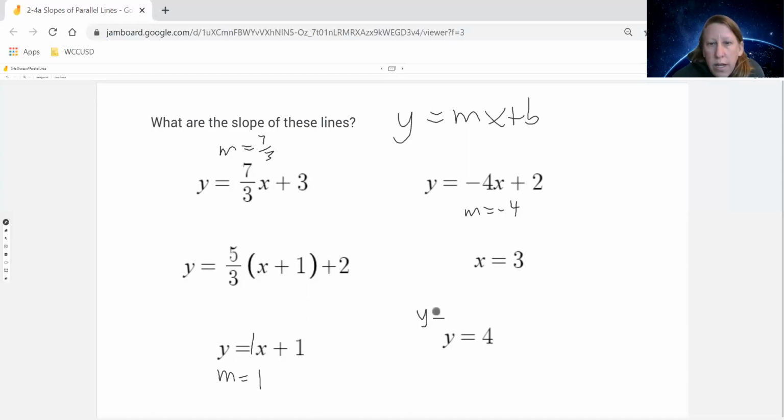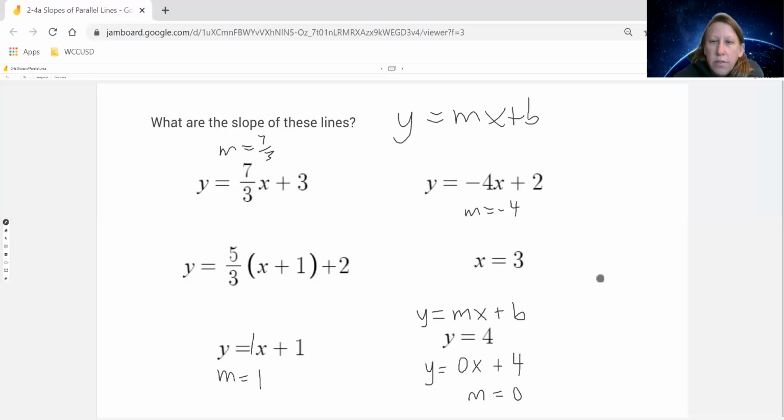Y equals mx plus b. In this problem, the b is 4. Where's the mx? Well, if I wrote it this way, 0 times x plus 4. So this is the same equation. So what's 0 times x? 0. Okay, so really the x term is missing. If you multiply it by 0, it would go away. So in this problem, slope is 0.